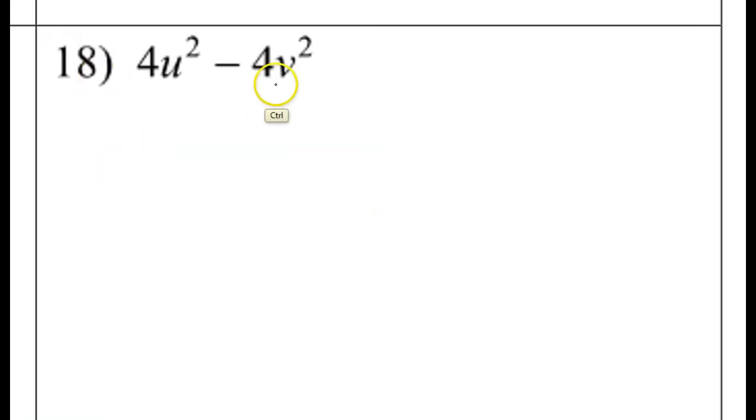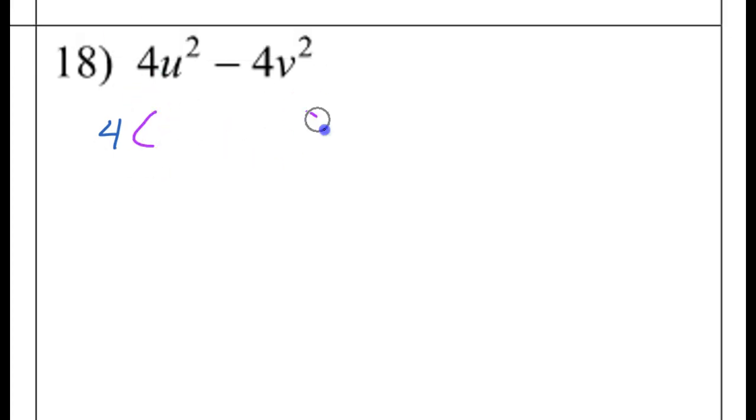Alright, number 18 is a binomial. So no box method, no grouping. Just GCF and/or difference of squares. Let's see, there is a common factor. Both of these are divisible by 4. So start by pulling out the GCF.